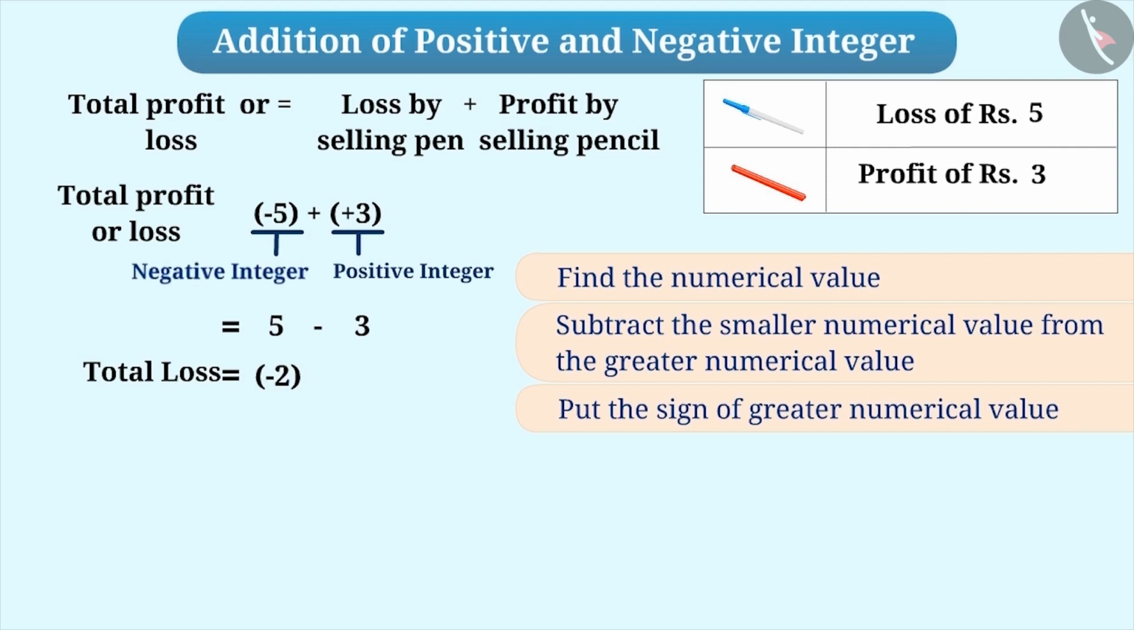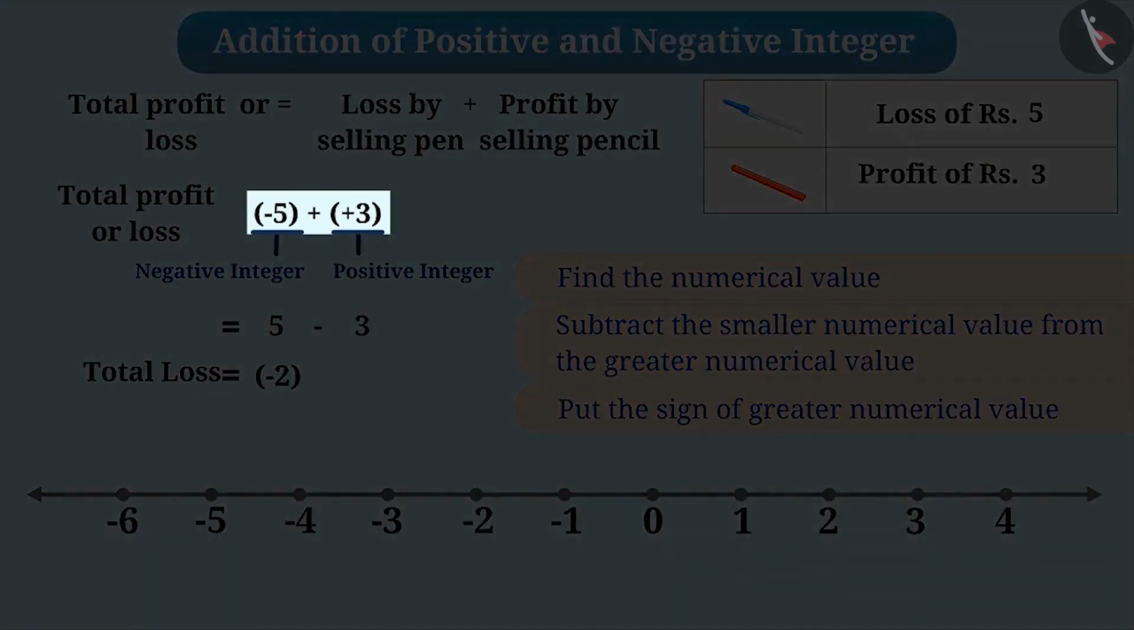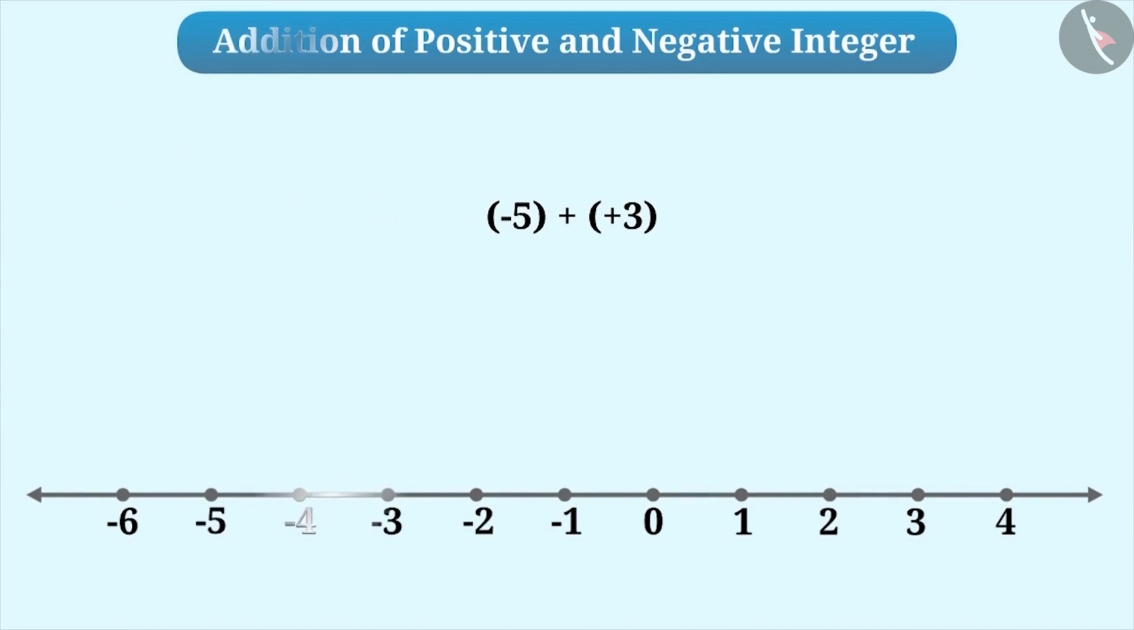The addition of a negative integer and a positive integer can also be represented on the number line. Let's understand it with the example of minus 5 plus 3. First, draw a number line of integers. Here, minus 5 is the first integer, which is a negative number. Therefore, we move 5 places to the left of 0. By doing so, we reach minus 5. Now the second integer is plus 3. Since it is a positive integer, we move 3 places to the right of minus 5. Thus, we reach minus 2, which is the result of minus 5 plus 3.